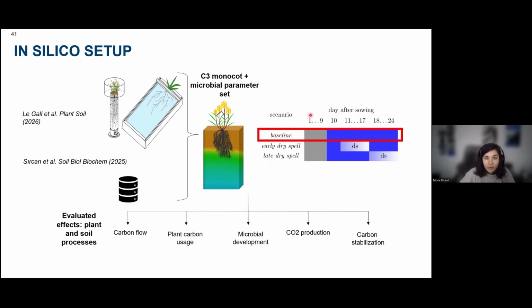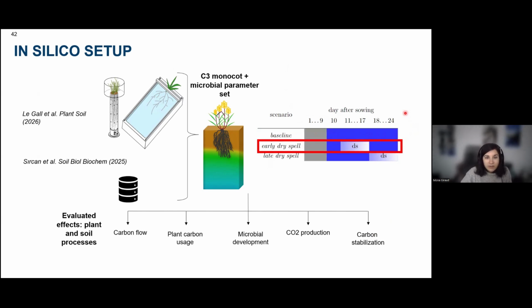where we simulated empirically the plant growth between day 1 and 10. Then we started with all of our functional models, so for instance, the plant growth dependent on the water and carbon supply. In the baseline scenario, the soil water potential was always high and constant.